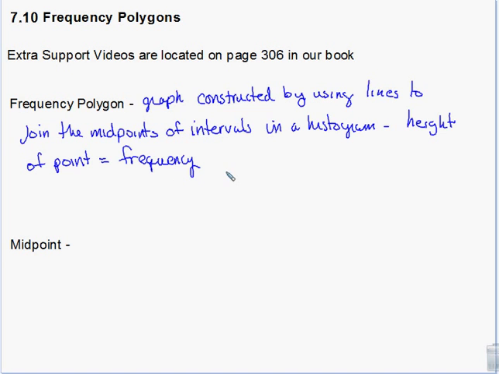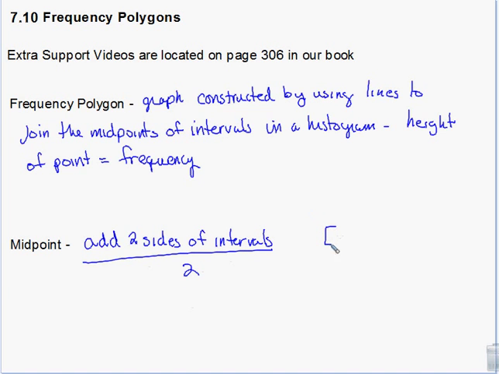Now to calculate the midpoint, we take the two sides of the intervals. So you add the two sides of the intervals and divide by 2. So if your bin was 0 to 5, you take 0 plus 5, divide by 2, so your midpoint would be 2.5.